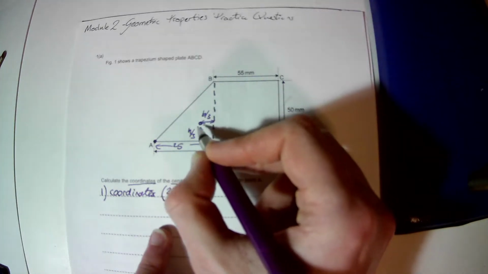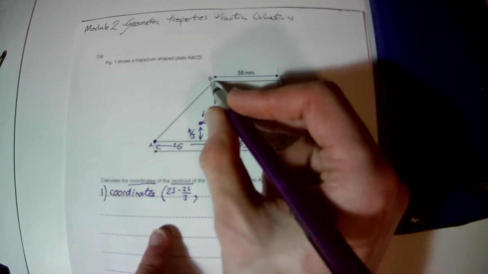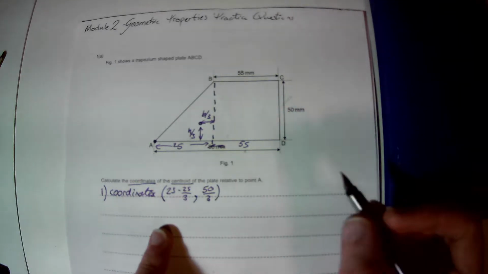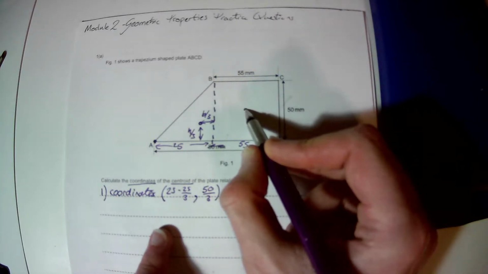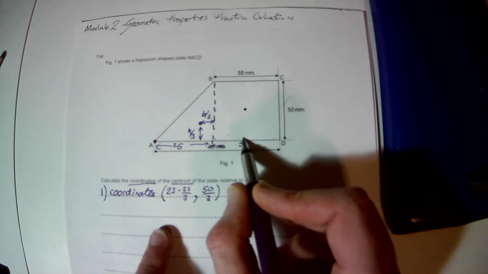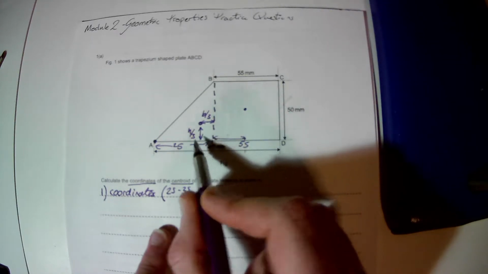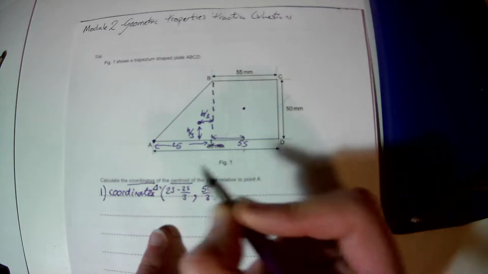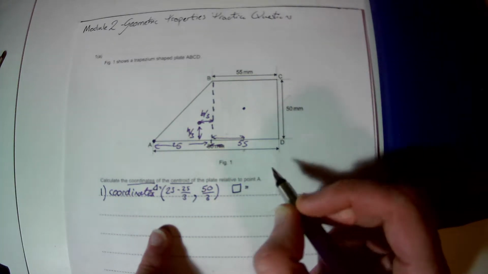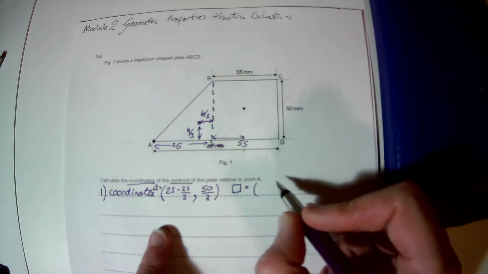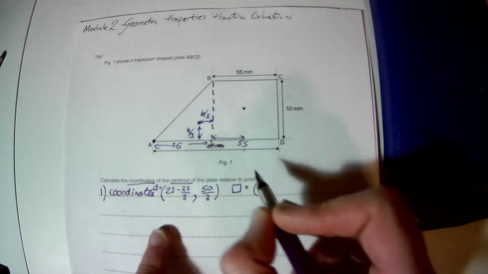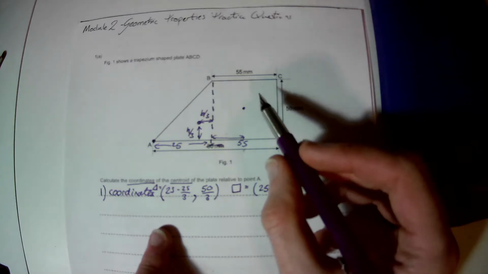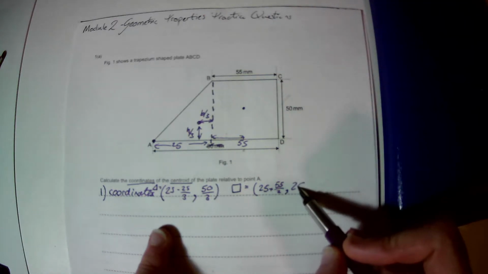Our y coordinate here is just going to be the height of this triangle, which is 50, divided by 3. That's the coordinates for our triangle. The coordinates for our rectangle are going to be half of the length from this edge, but this edge is already at 25. So coordinates of the rectangle are going to be 25, which is its offset, plus half of its width, and here it's going to be half of the height, which is 25.